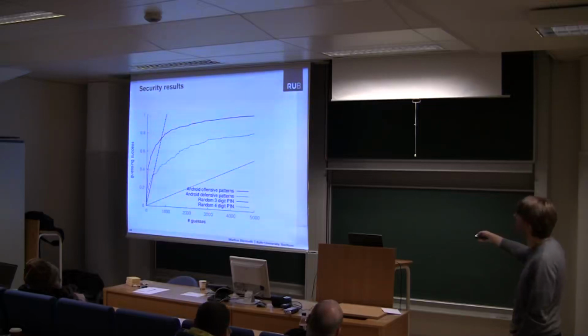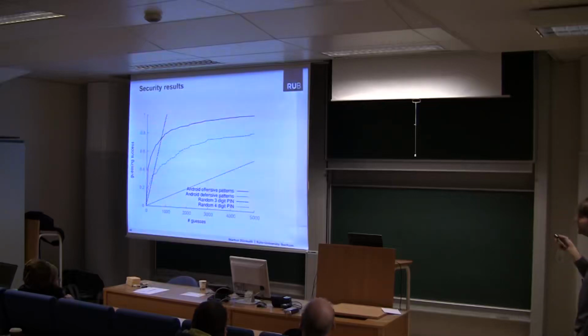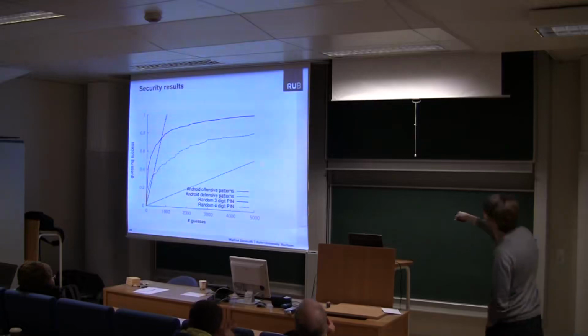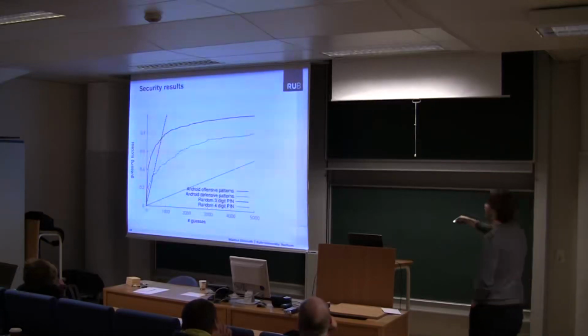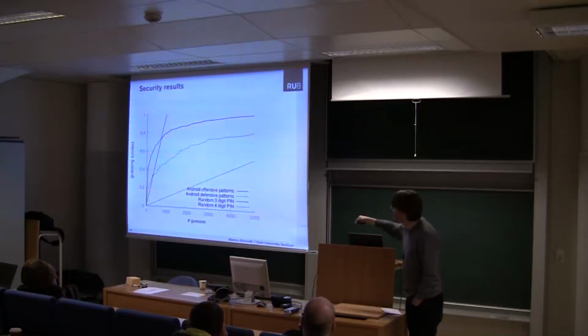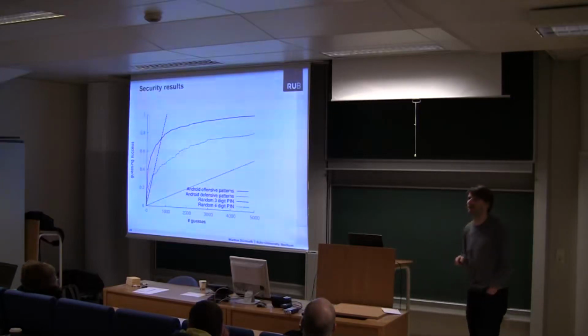For reference, we have the guessing success for random 3- and 4-digit pins. So if you are choosing pins randomly uniformly, not user-chosen, then of course, for 3-digit pins with 1,000 guessing attempts, you have a success rate of 1, and with 5,000 for 4-digit pins, you have a success rate of 50%. And you can see that for a small number of guessing attempts, even the defensive patterns are weaker than randomly chosen 3-digit pins.